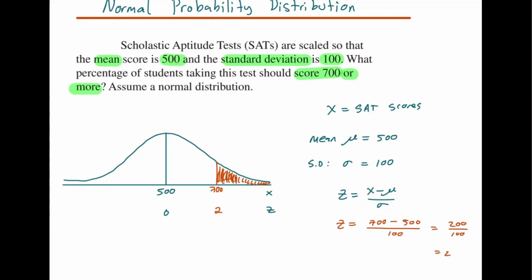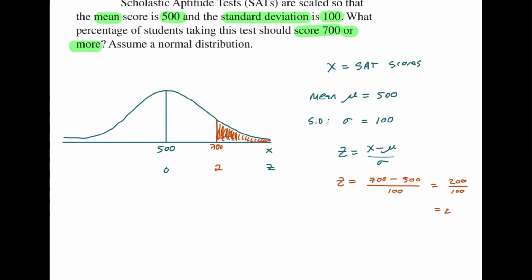Okay, so we need to know what is the probability that x, meaning the student score, is 700 or more, so greater or equal to 700. Now note that our z-score table, or at least the one I'm using, is going to read the area to the left of a particular z-score.